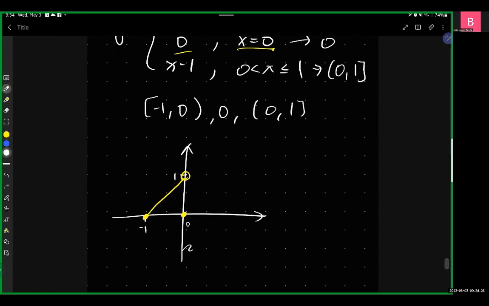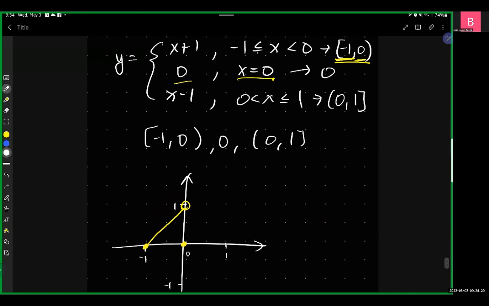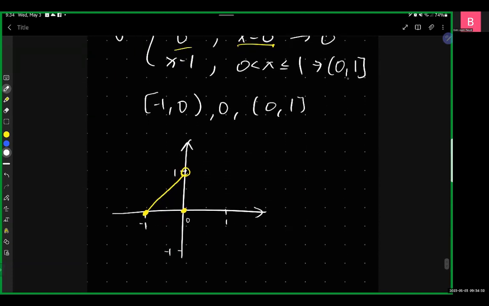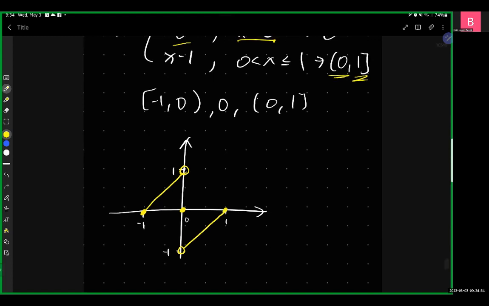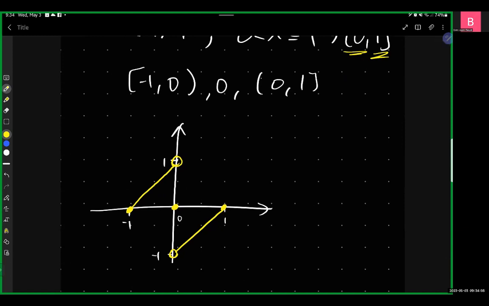And then, for the next case, we have y is equal to x minus 1. So as you can see, the interval is open when x is equal to 0. So meaning, it is open on this side. Open. And then, it is closed when x is equal to 1. So, draw this as something like this. Okay. So now, you can see that the function is not continuous. So you cannot draw the graph without lifting your pen.